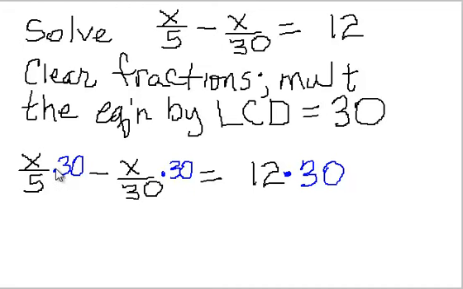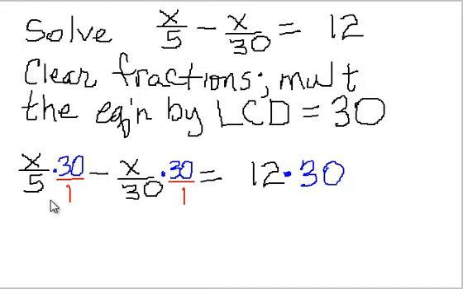All right, now when I multiply a fraction by a number or another fraction, I'm actually multiplying numerators by numerators and denominators by denominators. And 30 is the same as 30 over 1. So I can either leave it as 30 or I can write it as 30 over 1.